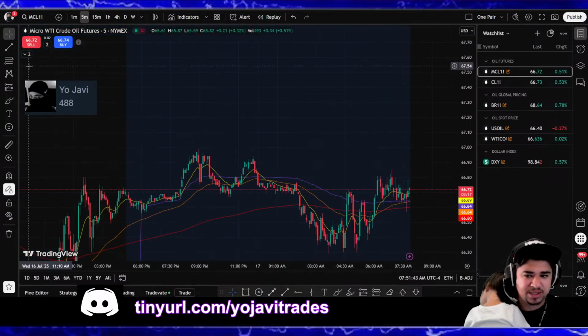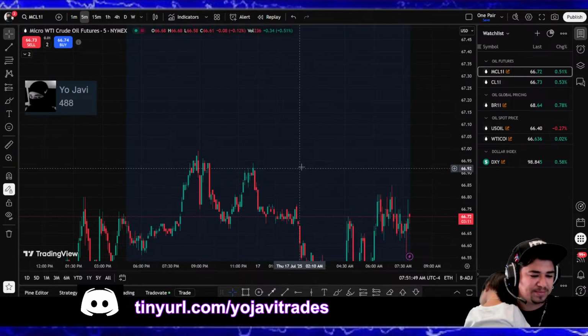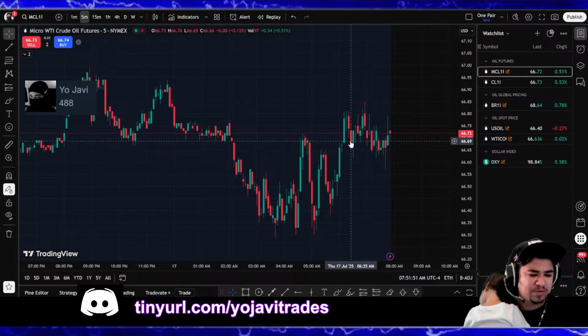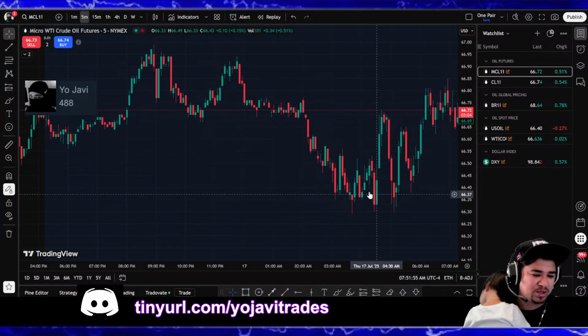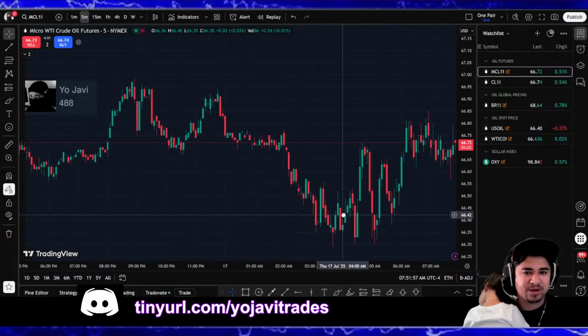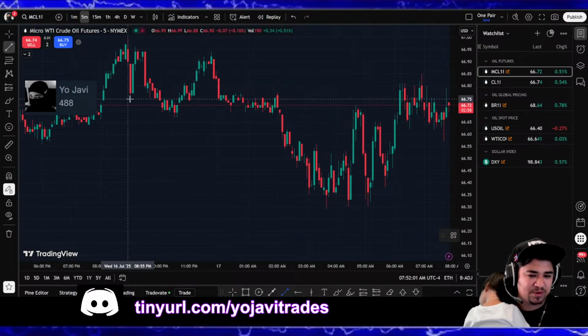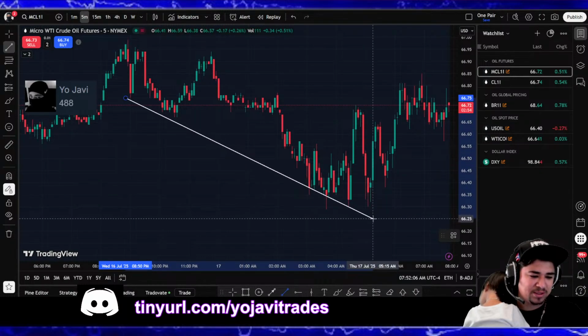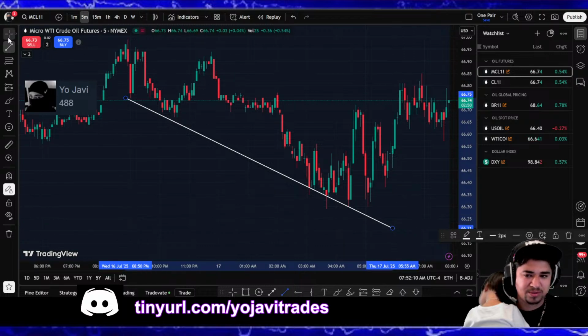So first, I'm gonna disable my indicators for now. Let's have a clean chart. First, all we have to do is find these swing lows that connect together. We're not even going to go for the engulfing bar yet. Let's just do things step by step. So first, you're looking for these swing lows, connecting them together. So boom, right here. And I'll try to get it closer.